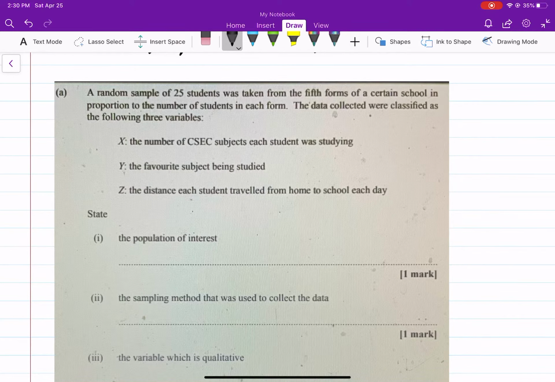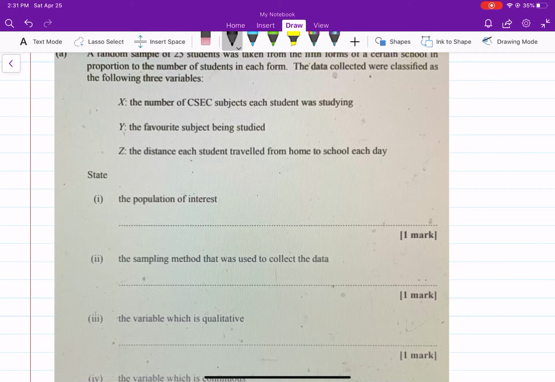A random sample of 25 students were taken from the fifth forms of a certain school in proportion to the number of students in each form. The data collected were classified as the following three variables. X, the number of CSEC subjects each student was studying. Y was the favorite subject being studied, and Z was the distance each student traveled from home to school each day. The population of interest.